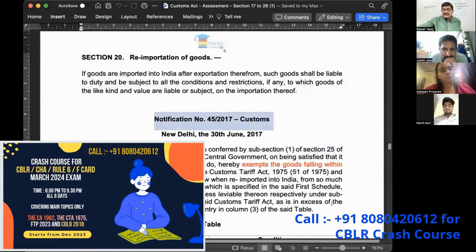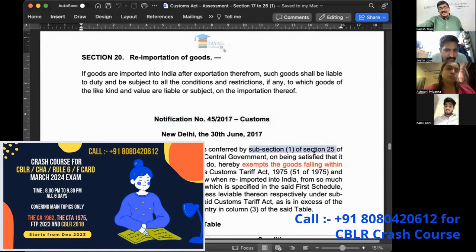Right? So why is it a notification? Because whatever information is shared for the general public is to be published by way of notification. And once published as a notification, it is deemed to be known to all. That's why any exemption which is common for all will always be given by way of notification in the official gazette, and that is to be given under section 25, subsection 1.